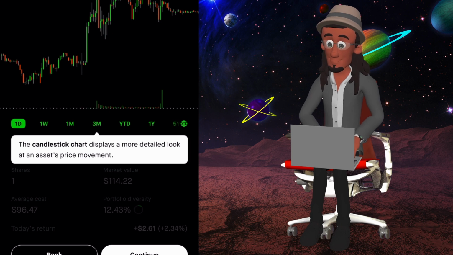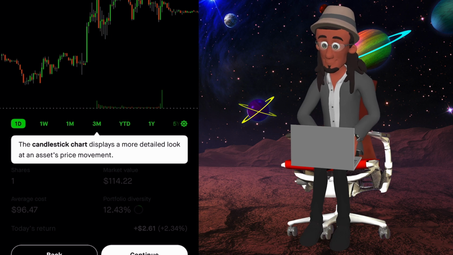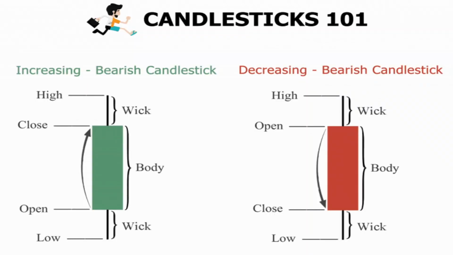But let's use some of this education from the Education Center in Robinhood to get better acclimated with candlestick charts. The candlestick chart displays a more detailed look at an asset's price. The green candles represent buyers winning in that time period, buyers buying it up. The red candles reflect sellers selling it off.